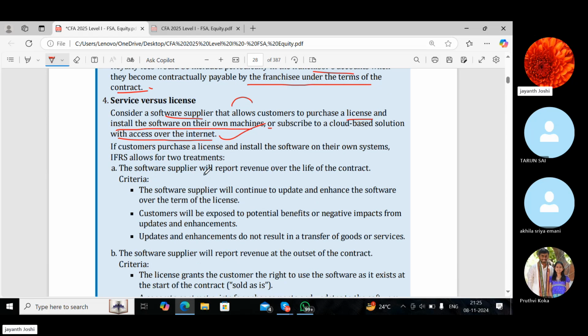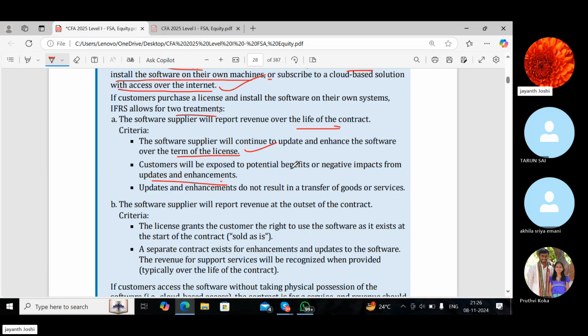If customers purchase a license and install the software on their own systems, IFRS allows for two treatments. First, the software supplier will report revenue over the life of the contract. The criteria would be that the supplier will continue to update and enhance the software over the term of the license. So as you have installed the software, you will get all the updates and everything under the contract. Okay. The customer will be exposed to potential benefits or negative impacts from the updates and enhancements.